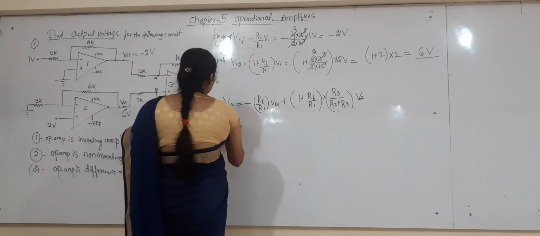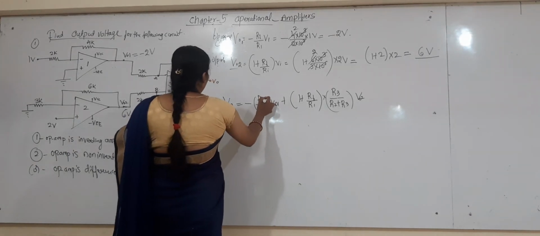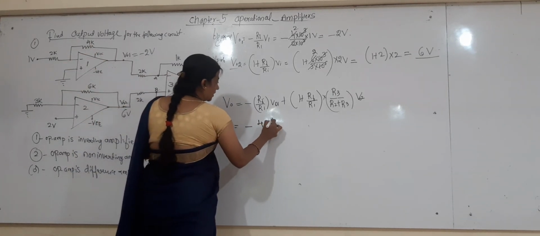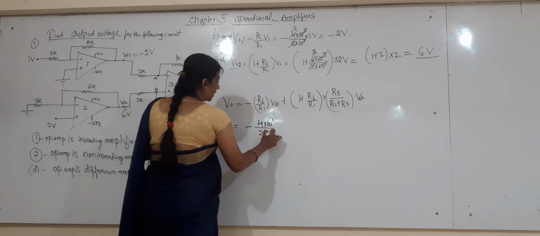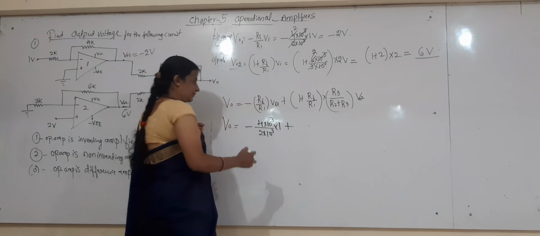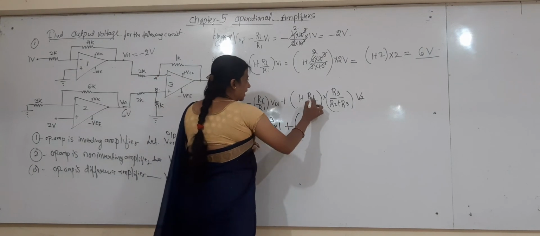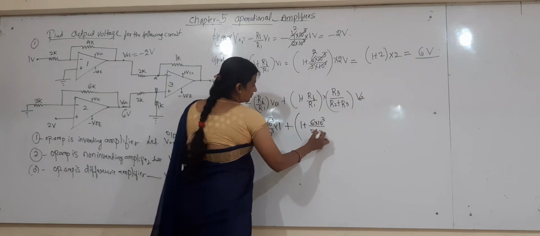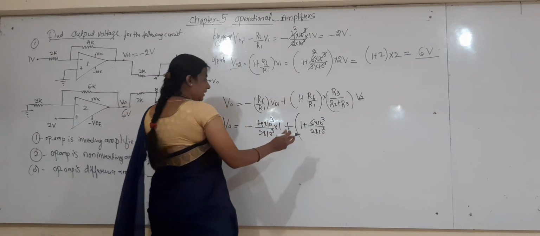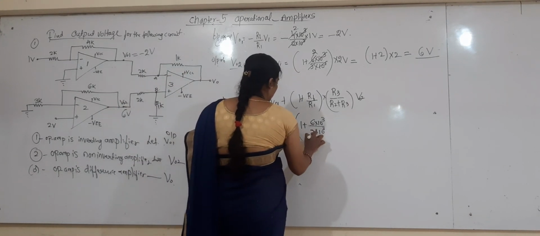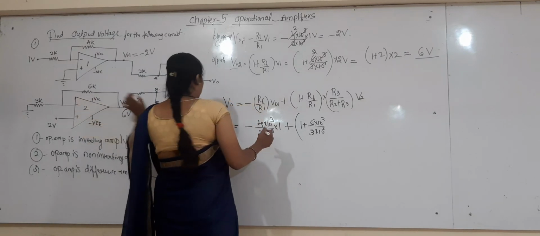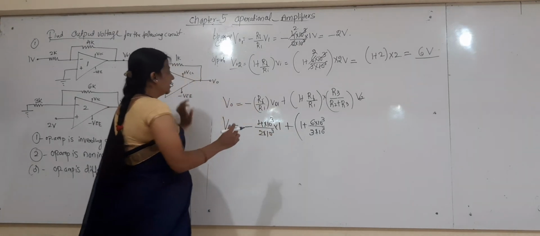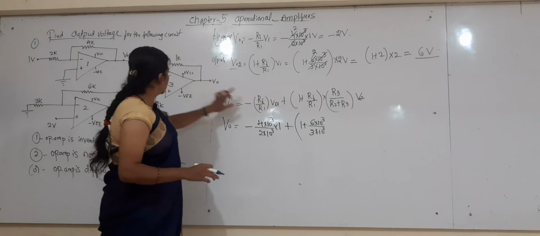Final V0 is equal to minus of RF by R1. RF by R1 is 4 by 2, 4 kilo divided by 2 kilo into 1 volt, plus 1 plus RF, 6 kilo divided by 2 kilo, 6 kilo divided by 3 kilo. R1 is 3 kilo. Sorry, here we have to consider RF by R1, where RF is 1K.